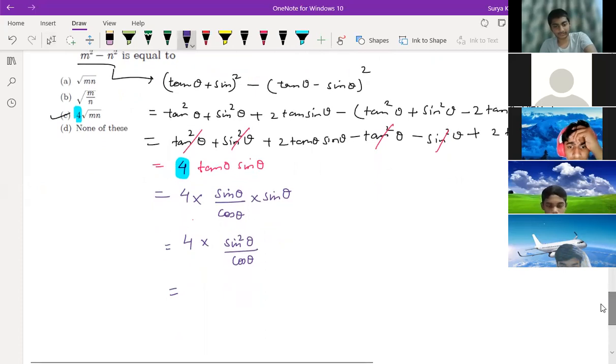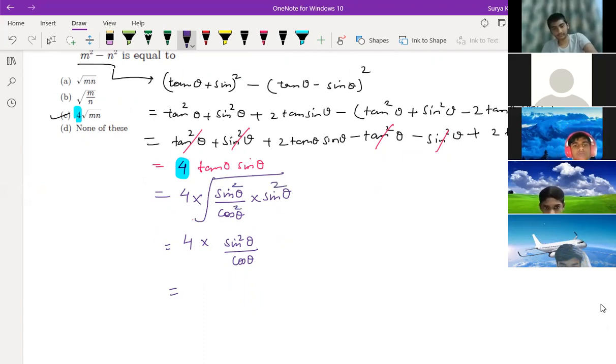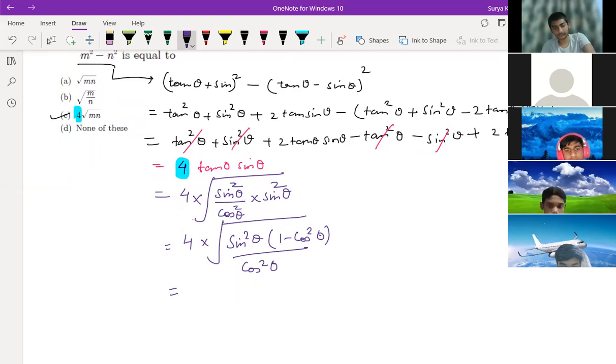Or better, we can do it like this also. If you take root here, a square will come here, here also, and here also, right? So this becomes sine square theta as it is, and this will convert into 1 minus cos square theta, divided by cos square theta, and this will take root. Then after this, 1 minus sine square, same again.